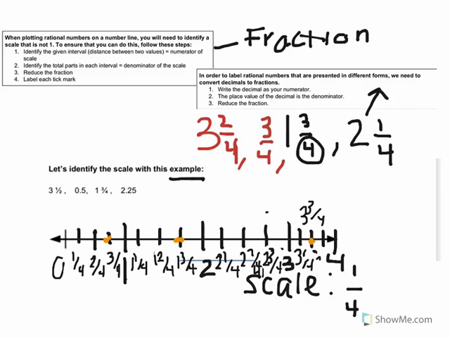And then finally we have 2 and 1/4. So let's find our whole number of 2 and then find 2 and 1/4 by just counting into that first fourth there in between the 2 and the 3. Great. So now we have plotted all of our rational numbers. Really great job with this problem.